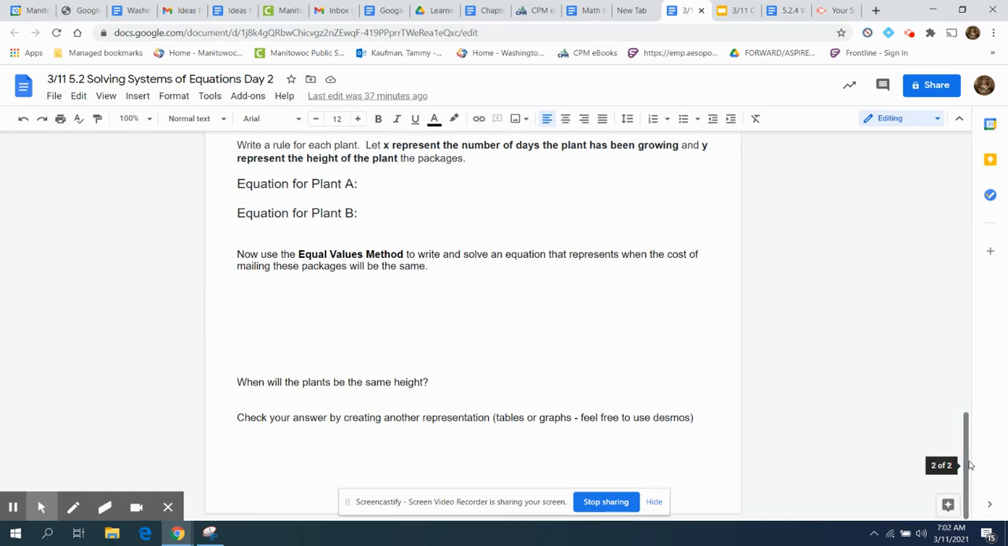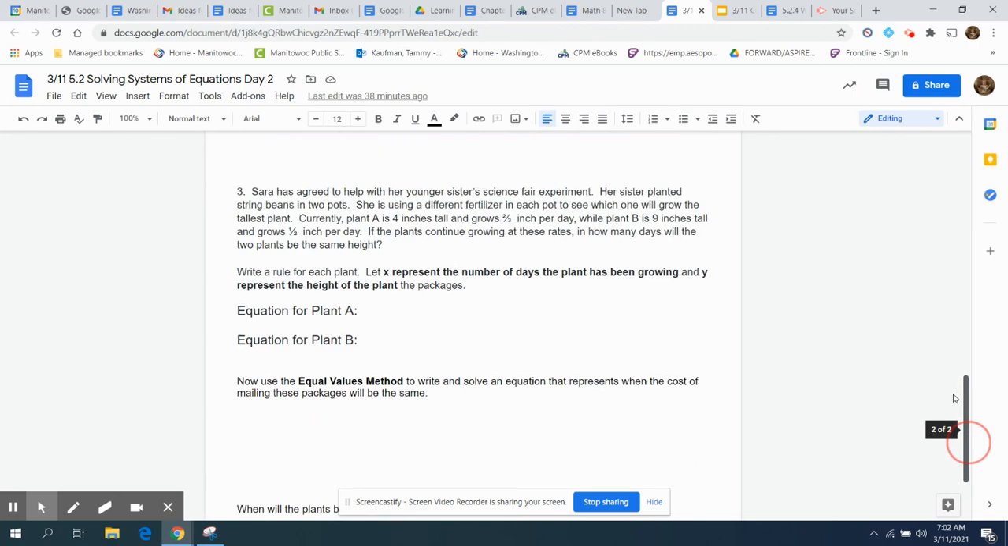You can do it with Desmos. Desmos is a really nice way to do that. In order to use Desmos, remember you go to desmos.com and then just type in the equations and look for the point of intersection.